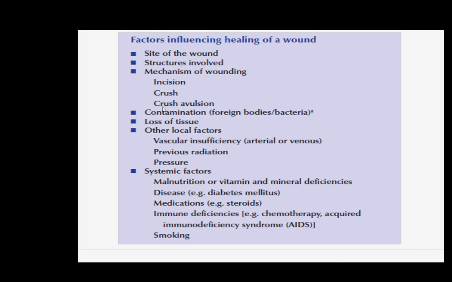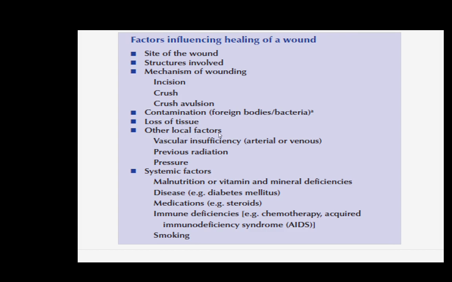A crush avulsion basically is a degloving type of injury. Both the crush and the degloving injury, they take a much longer time to heal, and many a times they become chronic, but ultimately they heal if proper care is taken. And whether or not contamination is there also affects the healing. If contamination is there, obviously the healing is going to be poor. Loss of tissues, yes, if there's loss of tissue, healing is going to be poor and slower.